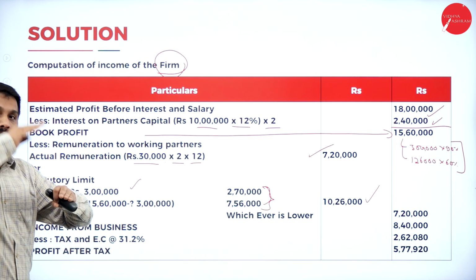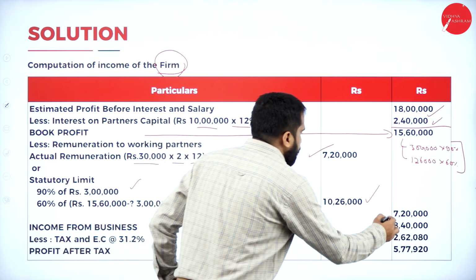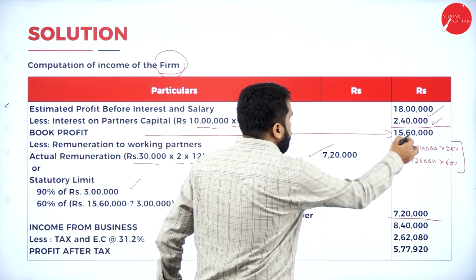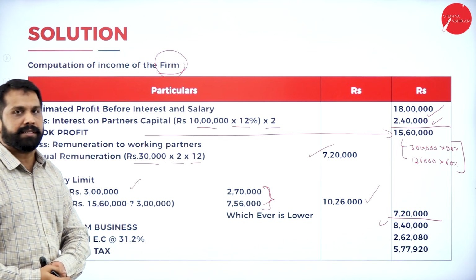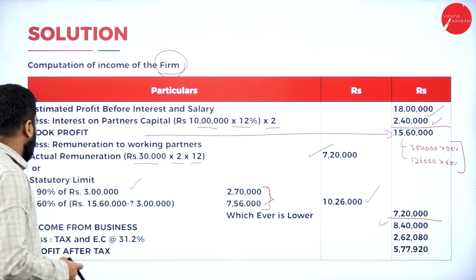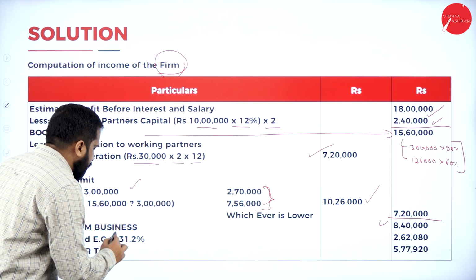10,26,000. Whichever is less. So, 7,20,000 is less. From 15,60,000 minus 7,20,000, you got 8,40,000. Hope you are clear. Good. What is the tax rate?